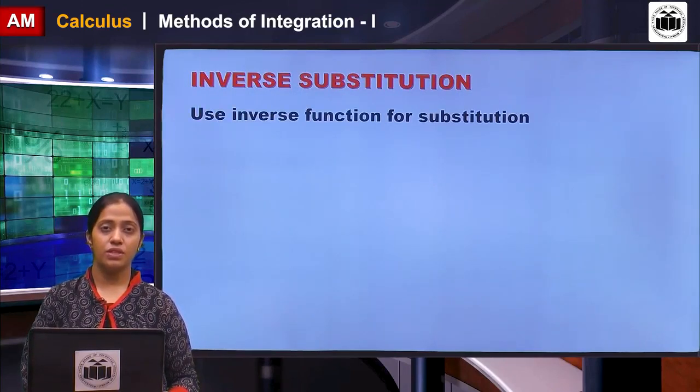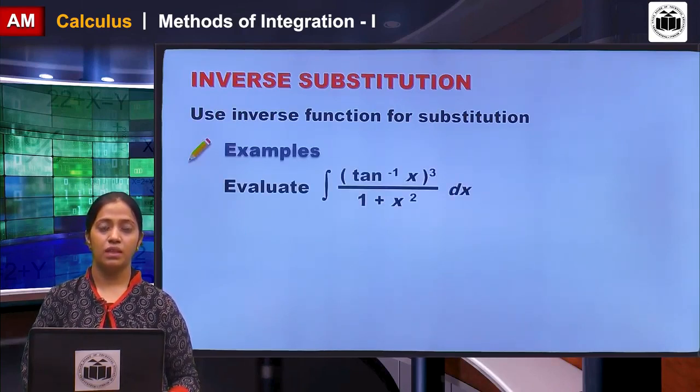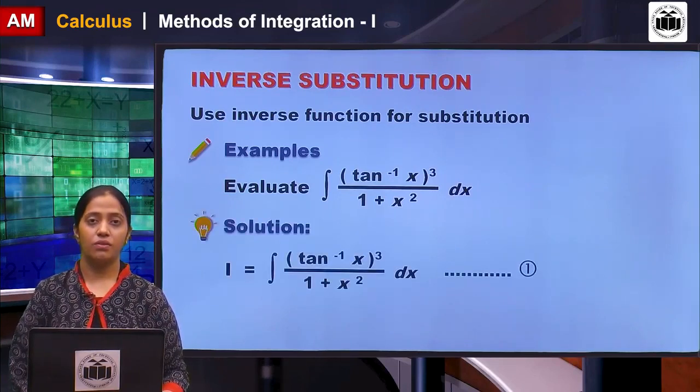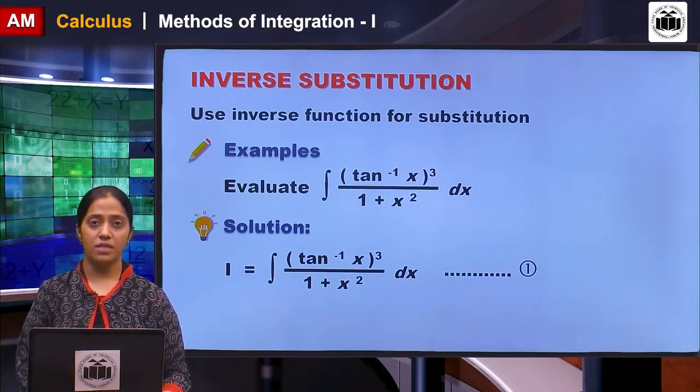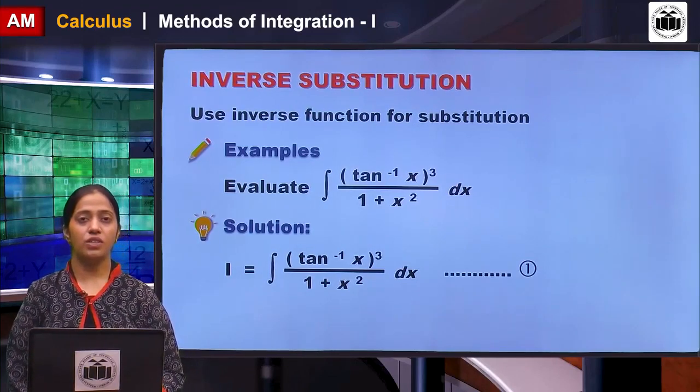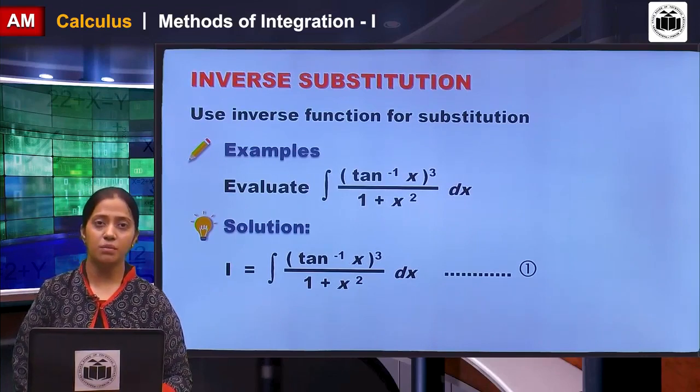Using inverse function for substitution. For example, evaluate the integration of (tan inverse x) the whole cube upon 1 plus x square with respect to x, dx. First, we consider the given integration I is equal to (tan inverse x) the whole cube upon 1 plus x square. What I have told for the substitution is that if we use a substitution, that derivative term should be there. In the inverse function, we will use the inverse term as a substitution.